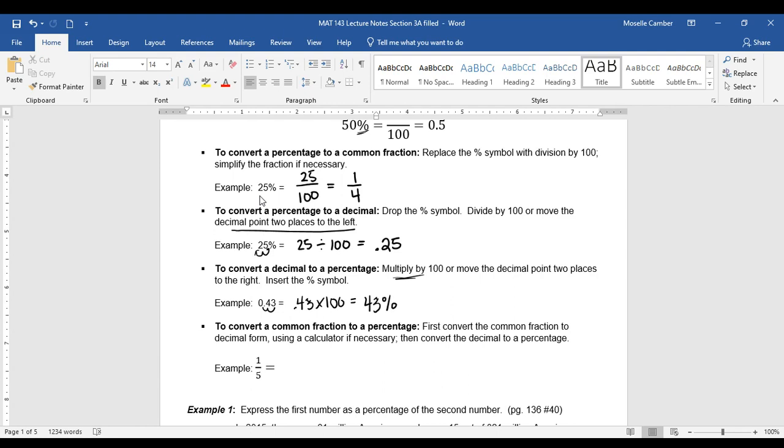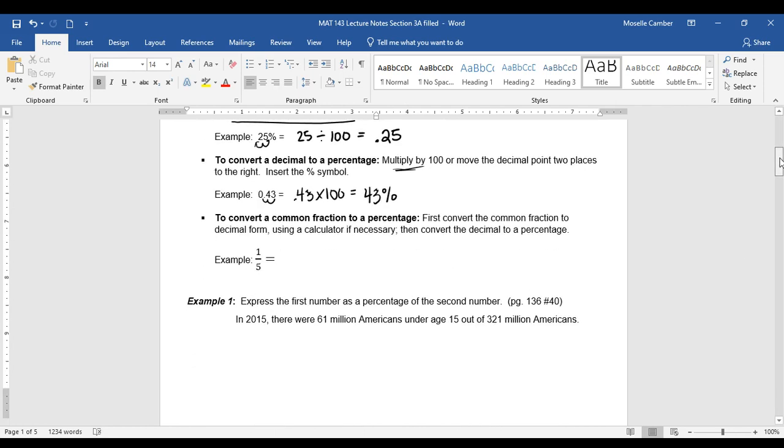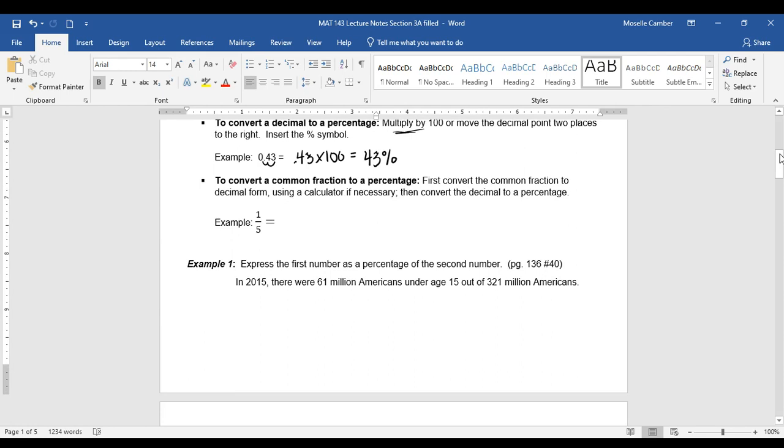Okay, so now if we're going to convert from a common fraction to a percentage, we start with a fraction and we want to change to a percentage. We can convert the fraction to a decimal by just dividing. So you do 1 divided by 5, and we get 0.2. And then you do what we just did to convert from a decimal to a percentage. We take that 0.2 and multiply by 100, or move the decimal place to the right, to get 20%.